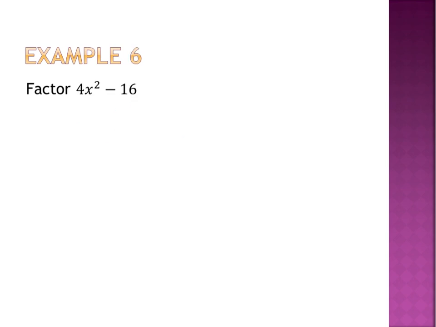With example number 6, I have 4x squared minus 16. So immediately I'm hoping that this is going to be the difference of 2 squares. However, I do need to factor out a 4 from both terms. So if I take a 4 out, I'm left with 4 times the quantity of x squared minus 4.